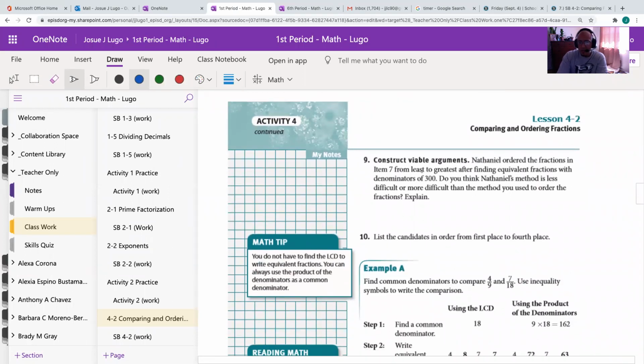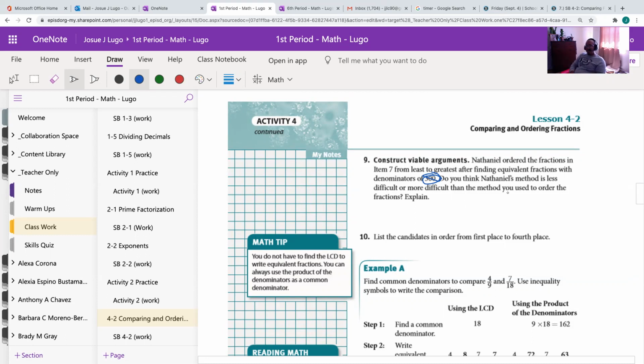Okay. Number 9, Nathaniel ordered the fractions in number 7 from least to greatest after finding the equivalent fractions with the denominator of 300. Just like what we did the first time. Remember when we put them over 300? Do you think Nathaniel's method is less difficult or more difficult than the method you used to order fractions? Now, if you saw, I actually made a legitimate mistake. Yes, I realize I'm tired, when I was putting them over 300.